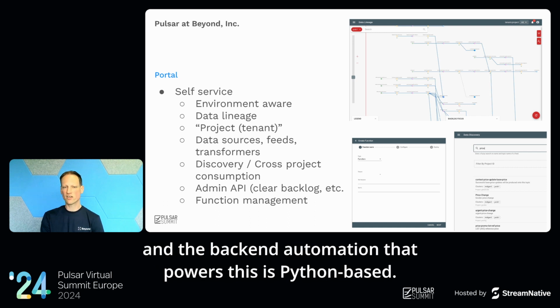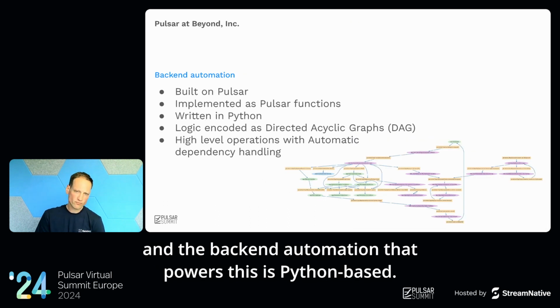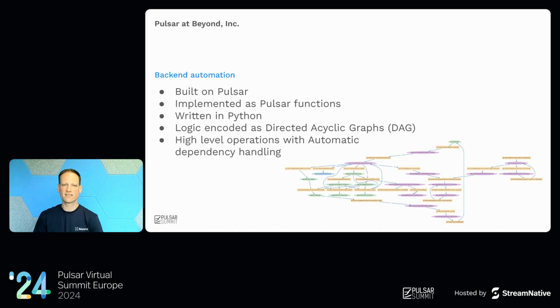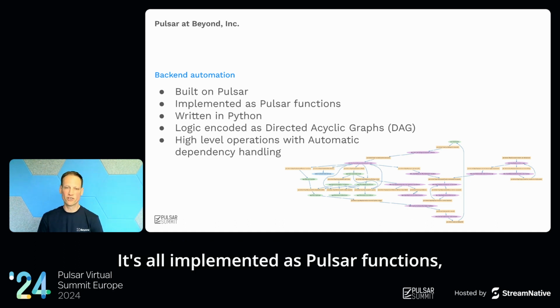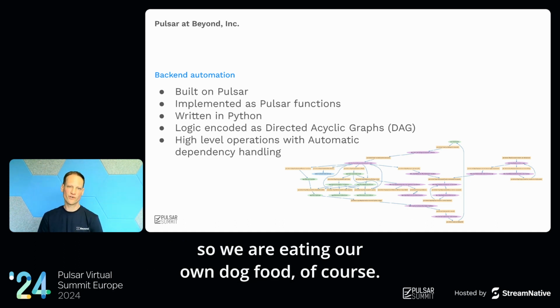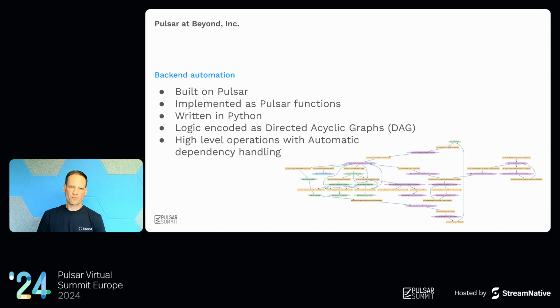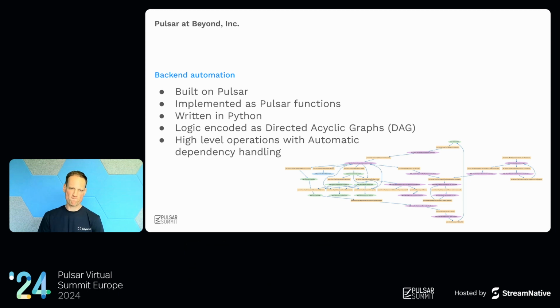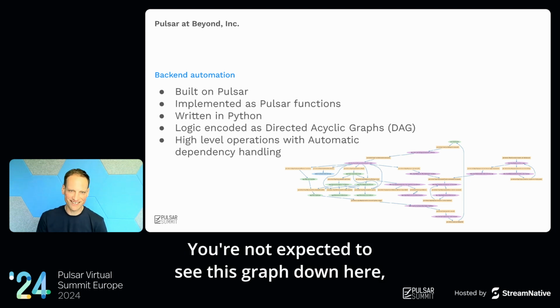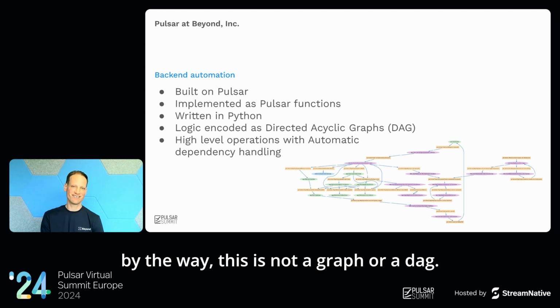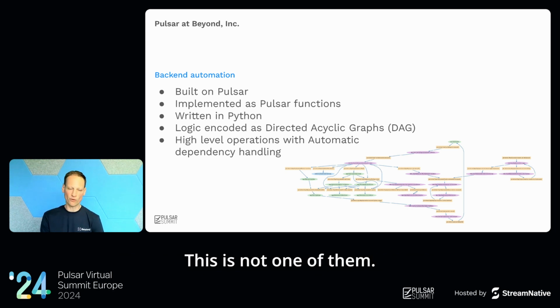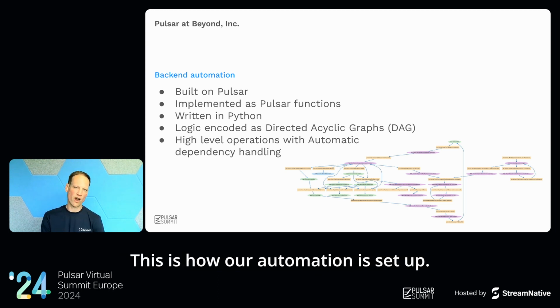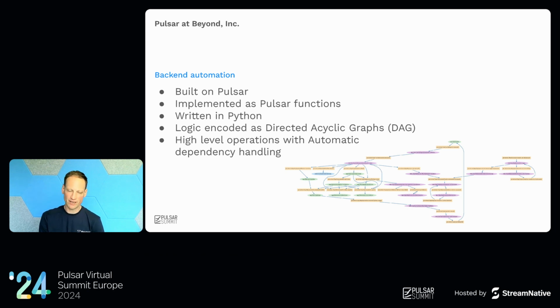And the back-end automation that powers this is Python-based. It's all implemented as Pulsar functions, so we are eating our own dog food, of course. The logic is encoded as directed acyclic graphs. You're not expected to see this graph down here, by the way. This is not a directed acyclic graph or a DAG. This is not one of them. This is how our automation is set up.